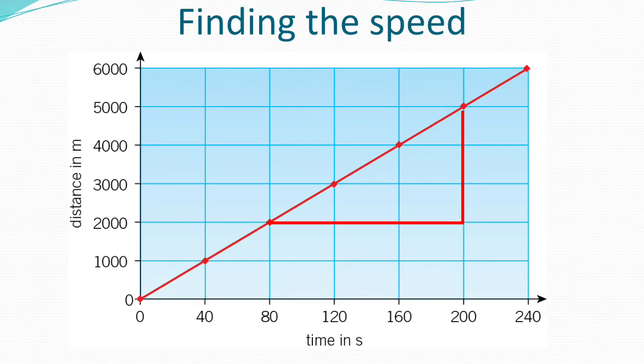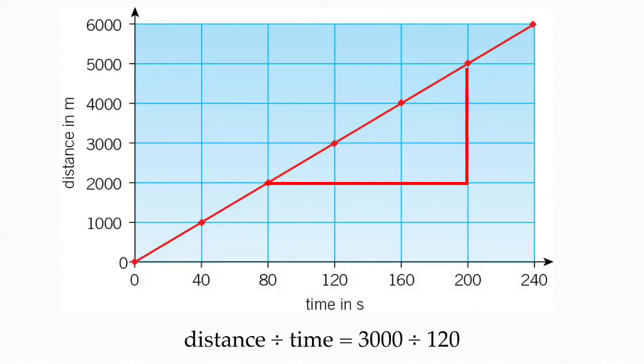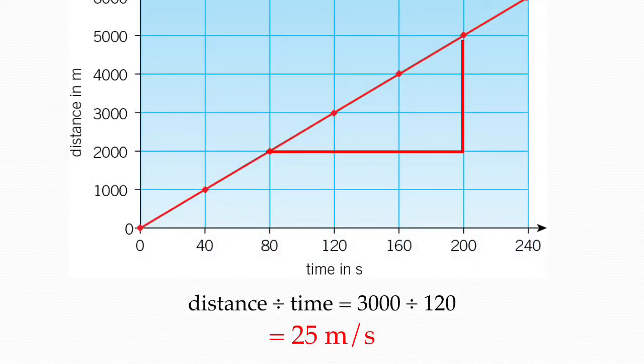To find the gradient and therefore the speed, we need to draw a large triangle. This triangle has a height of 3,000 meters and a length of 120 seconds. To find the gradient, we'd use distance of 3,000 divided by a time of 120, and it will give us a gradient equal to the speed, which in this case would be 25 meters per second.